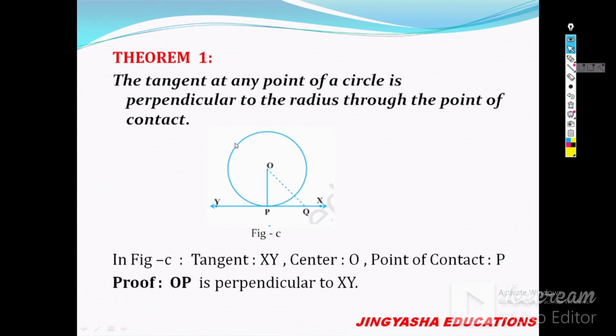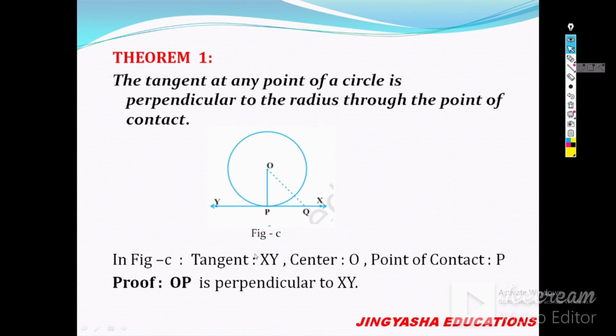See, this is the circle, XY is the tangent, P is the point of contact, O is the center. So they are saying OP. I joined the center and the point of contact. This OP will always be perpendicular to the tangent at the point of contact. So let's understand how to prove it.